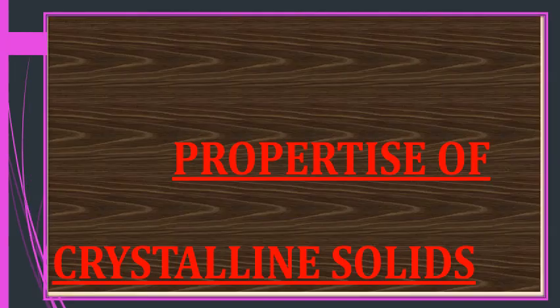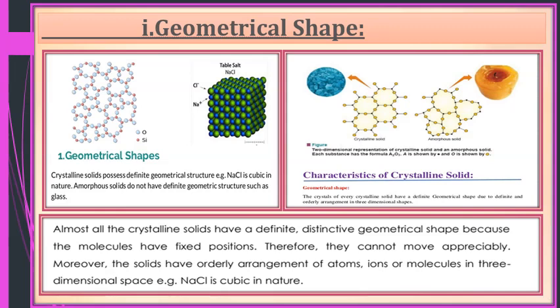Our next topic is properties of crystalline solids. Number 1 is the geometrical shape of crystalline solids. Crystalline solids possess a definite geometrical structure. That is, NaCl, sodium chloride, is cubic in nature. Amorphous solids do not have a definite geometric structure, such as glass. Here is an example, the structure of sodium chloride.